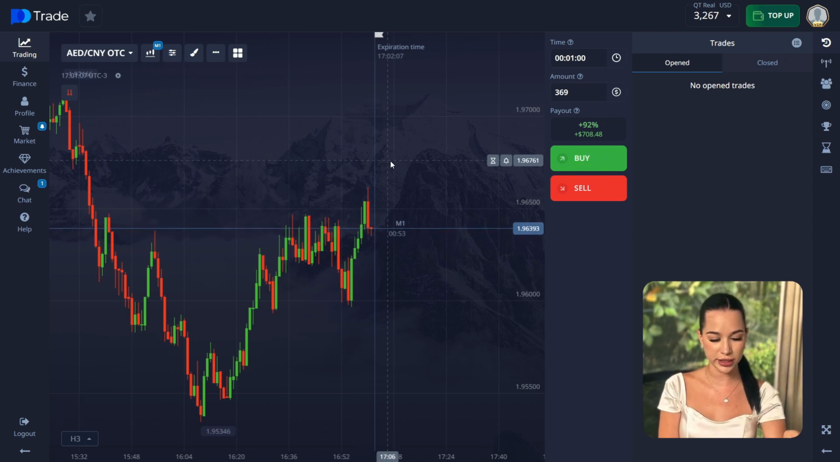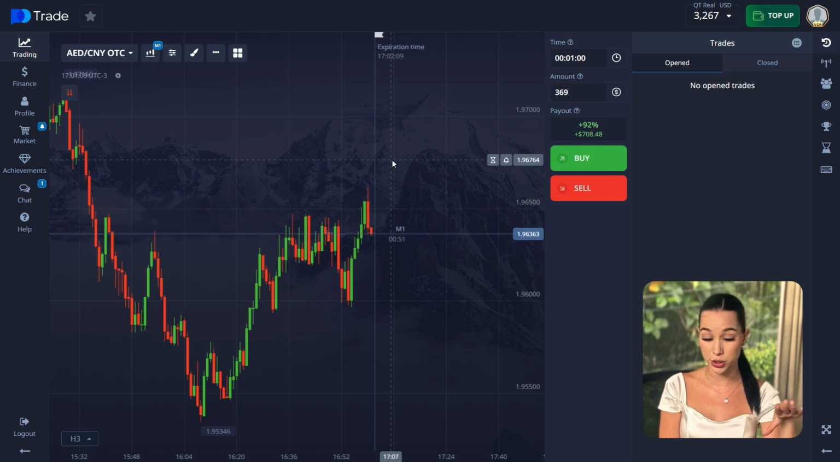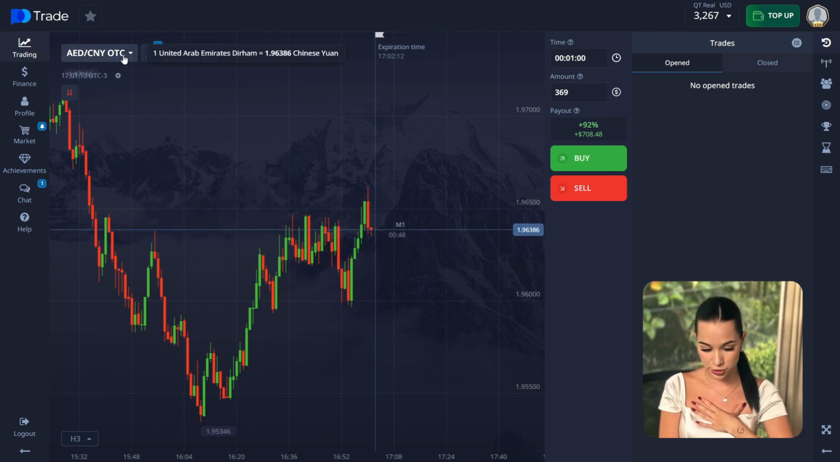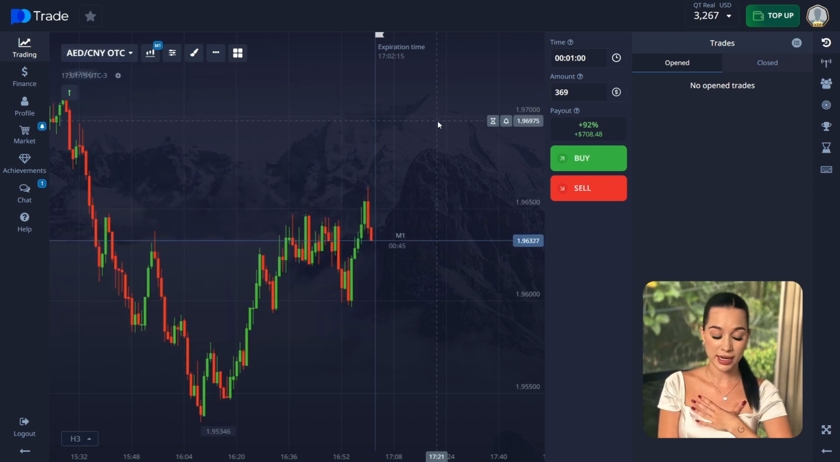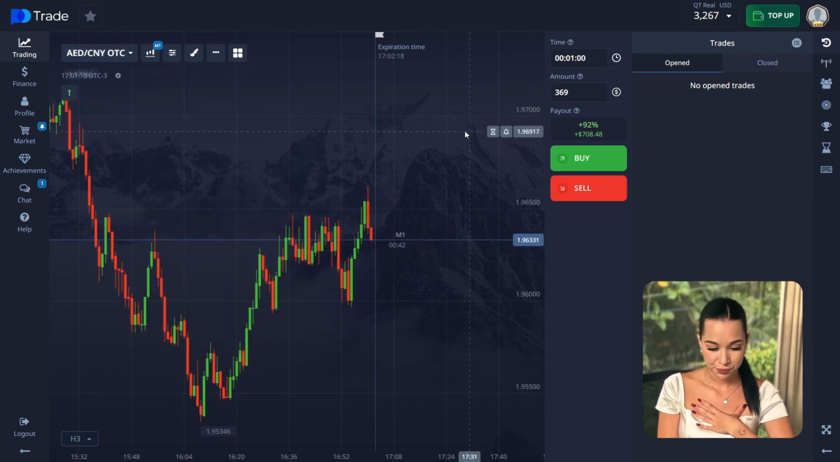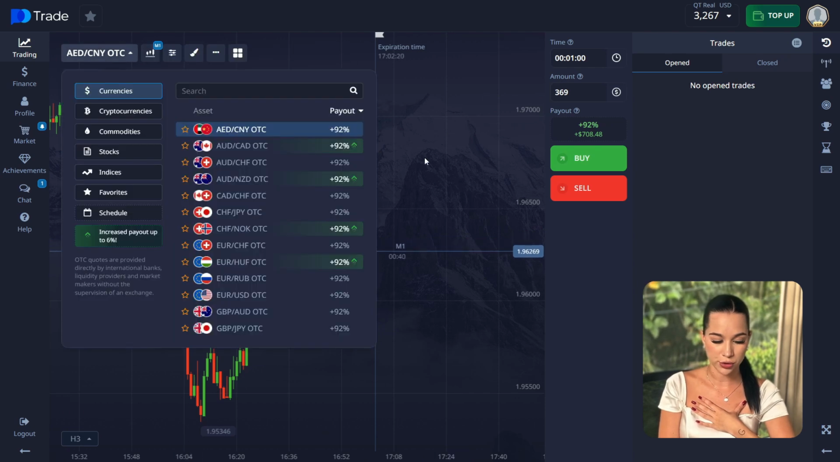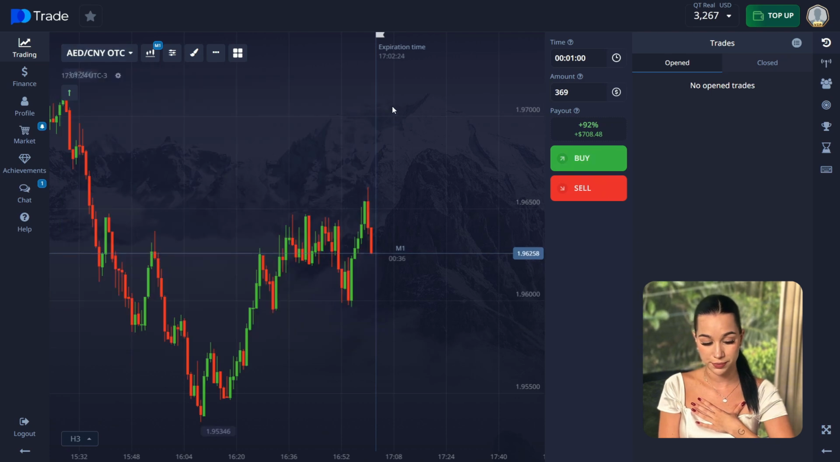And as you can see here, you can click and choose any currency pair that you want to trade on. I personally trade on the currency pairs, and actually for me, it's one of the easiest things. You can also, of course, trade on crypto or something else, but I recommend you to start with currency pairs.